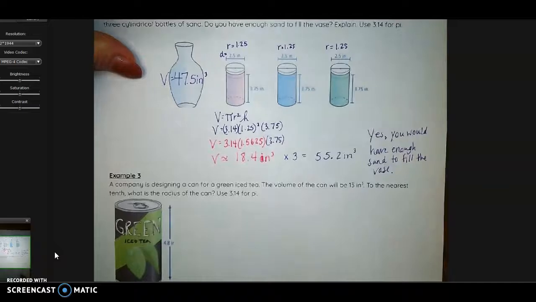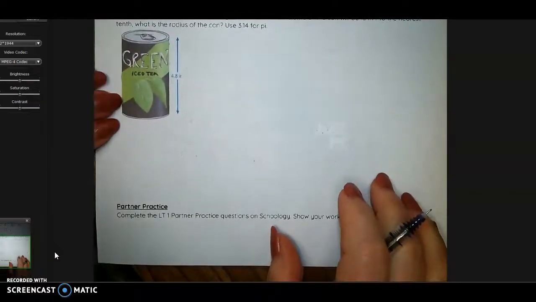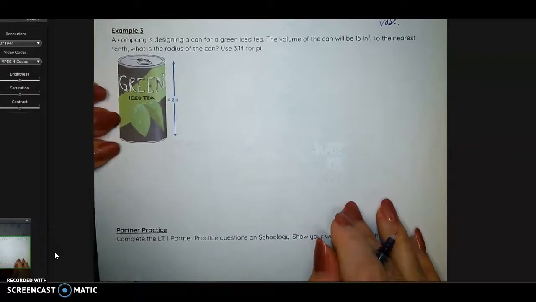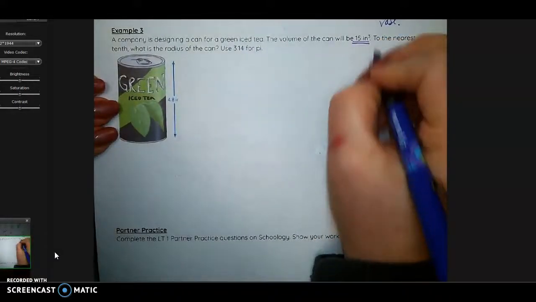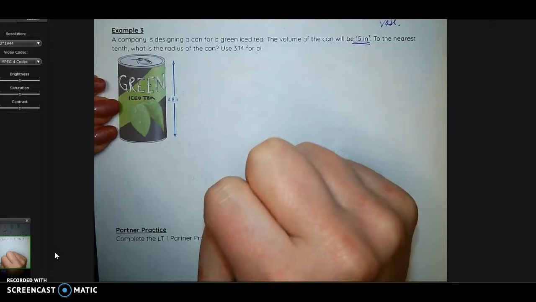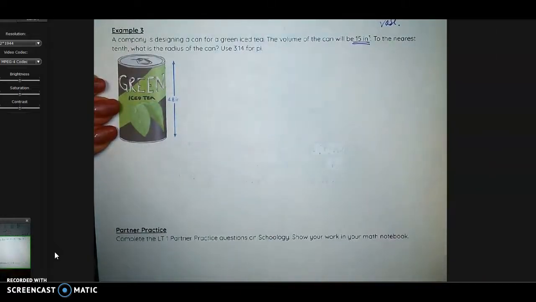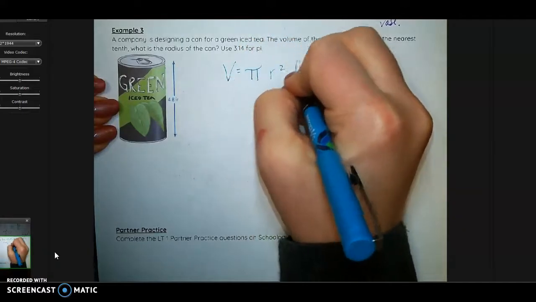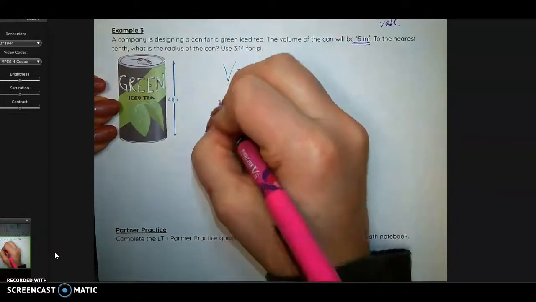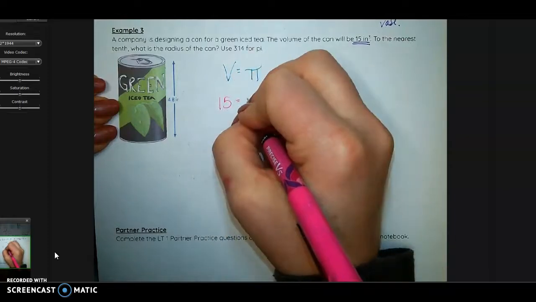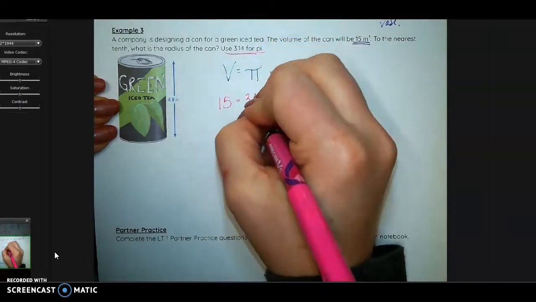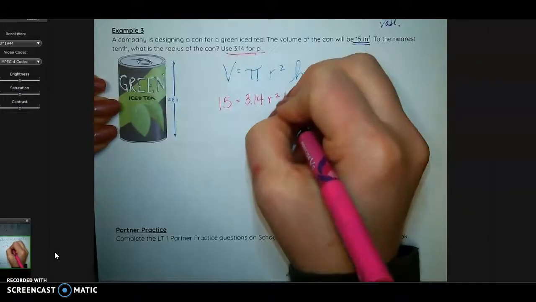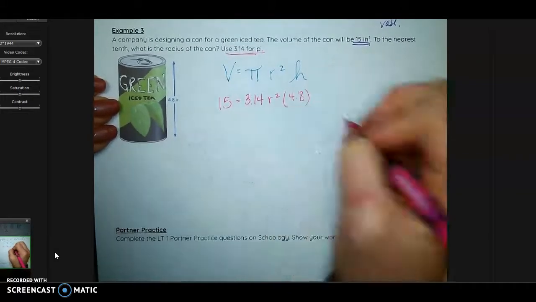All right, on our last example down here, it says a company is designing a can for a green iced tea. The volume of the can will be 15 inches cubed. To the nearest tenth, what is the radius of the can? You might remember other times that we found the unknown. We still have the same formula. This time they're telling us that the volume is 15. We know that pi, they're telling us to use 3.14. They want us to find the radius, so we don't know the radius. We do know the height is 4 8/10.